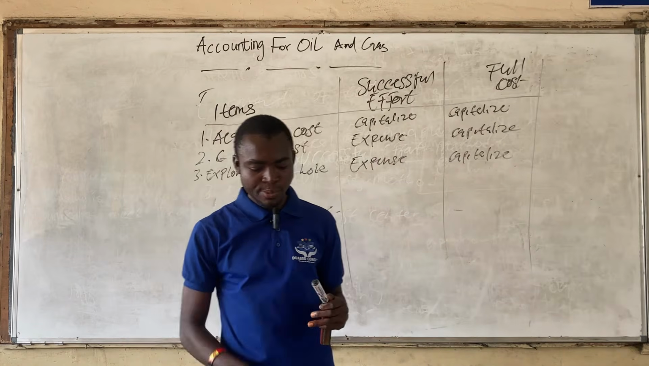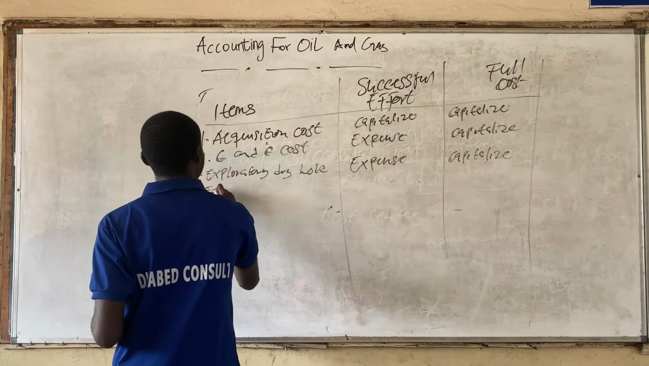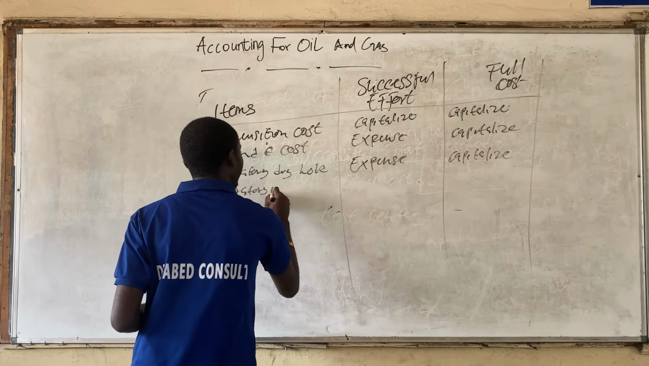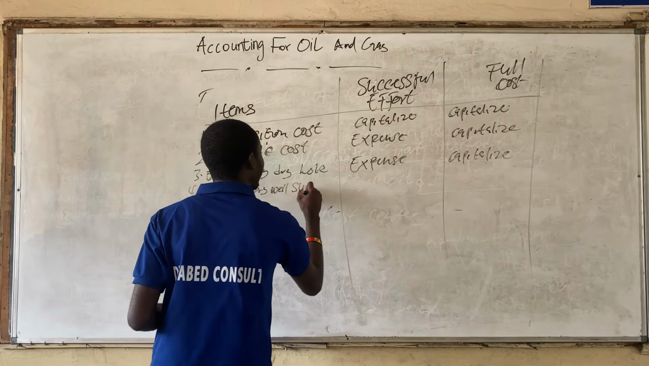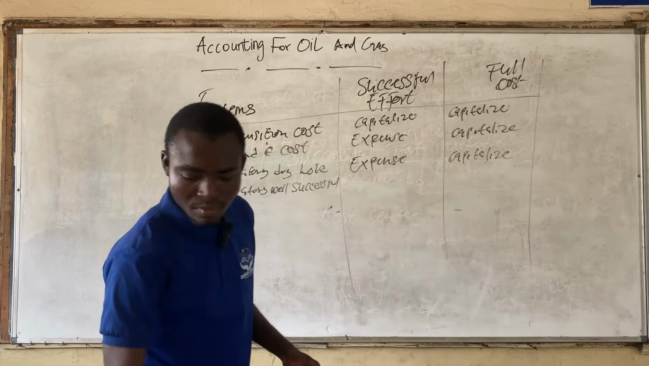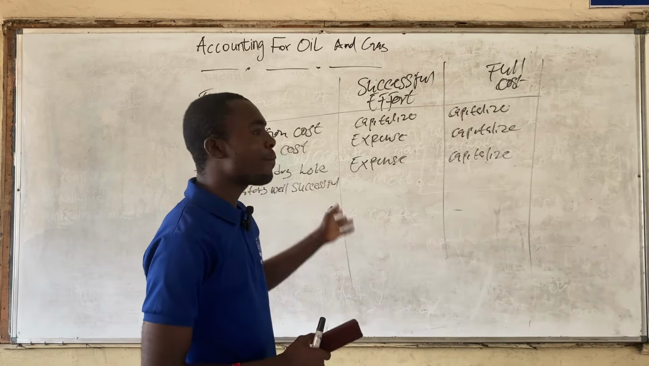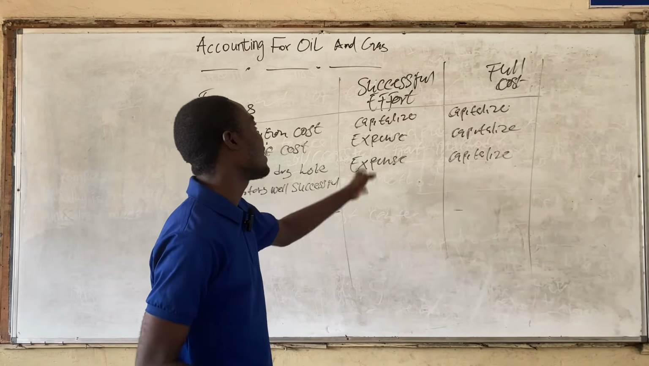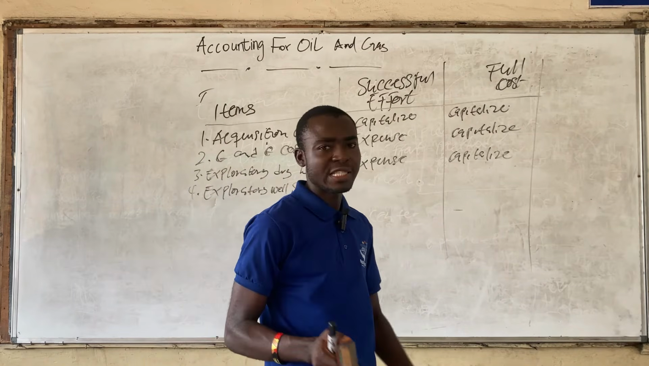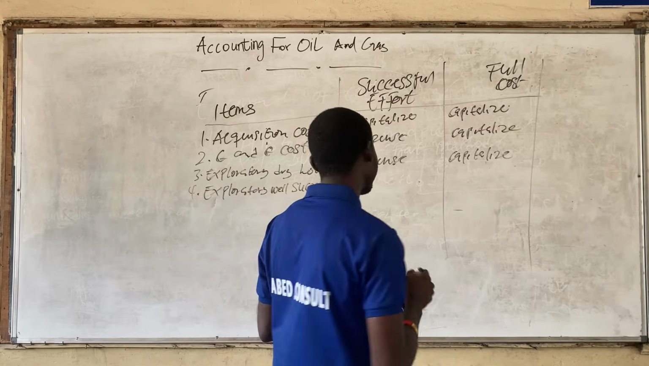The next is exploratory work that's successful. Once it is successful, it means that it will form part of the cost of the asset under successful effort, and then under full cost method, it will also form part of the cost of the asset. So under both methods, we capitalize them.